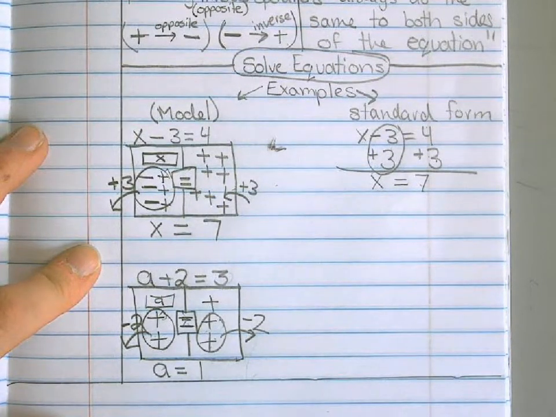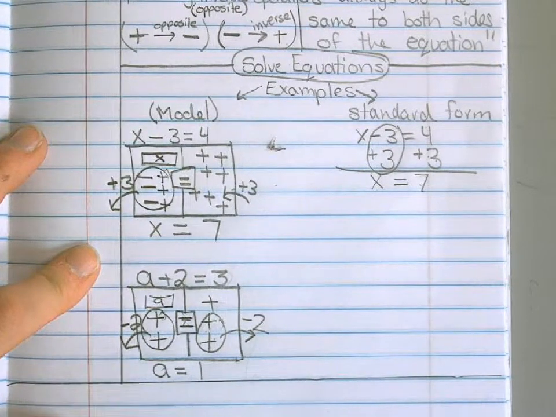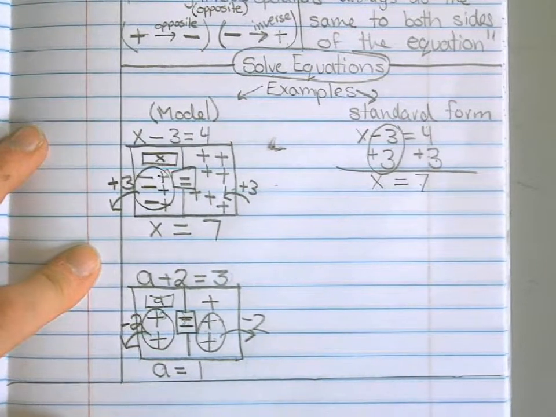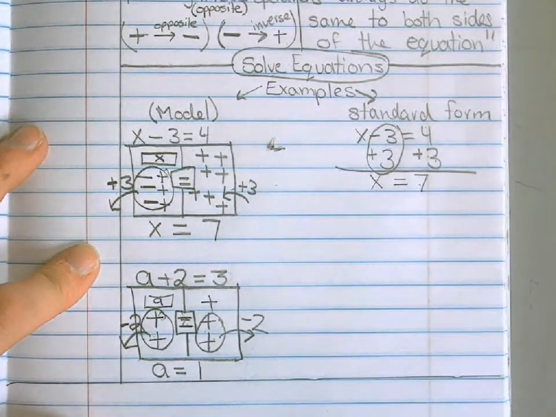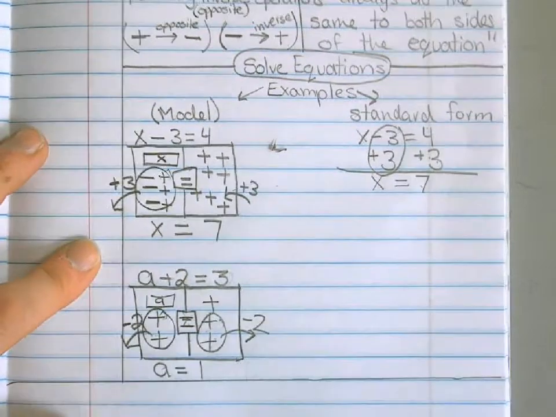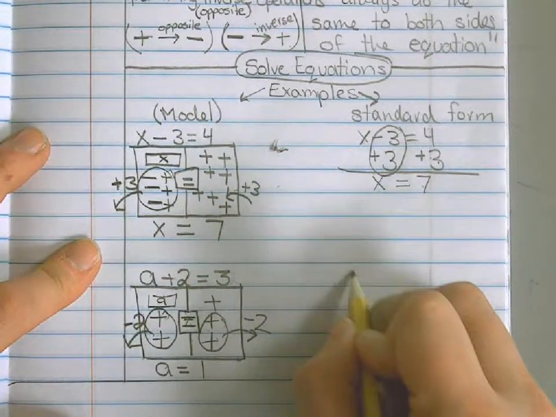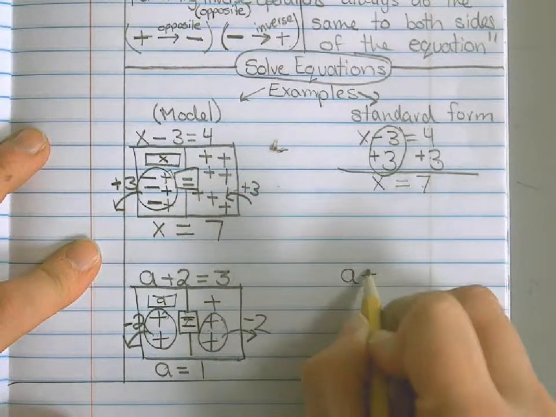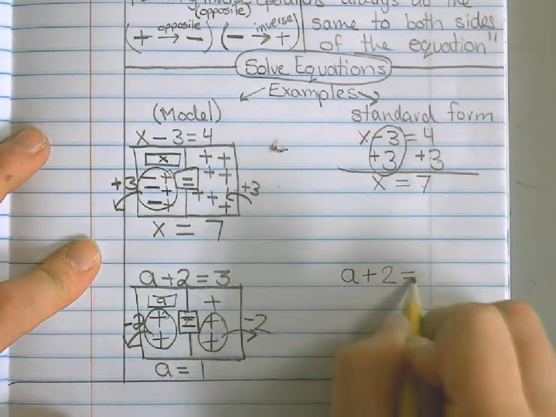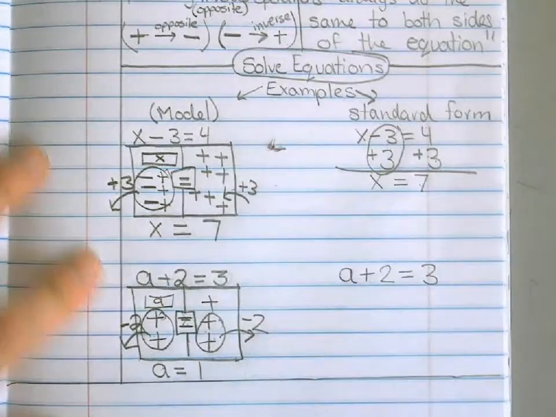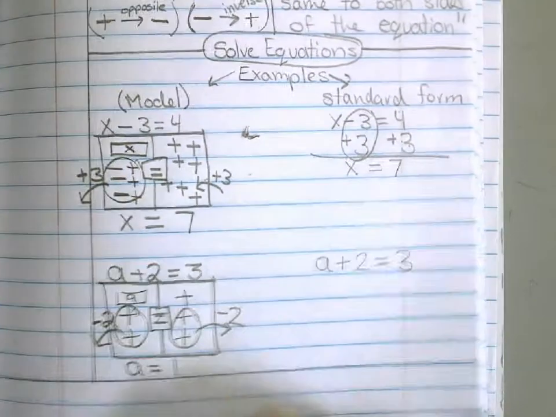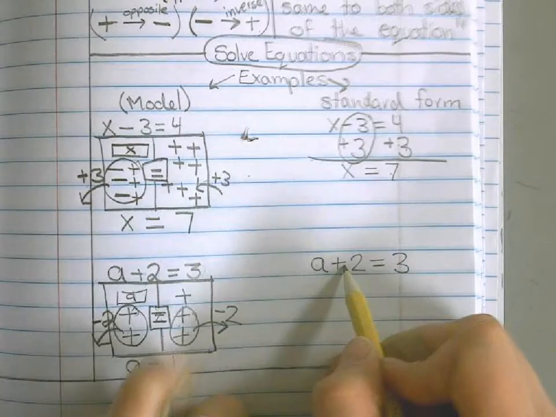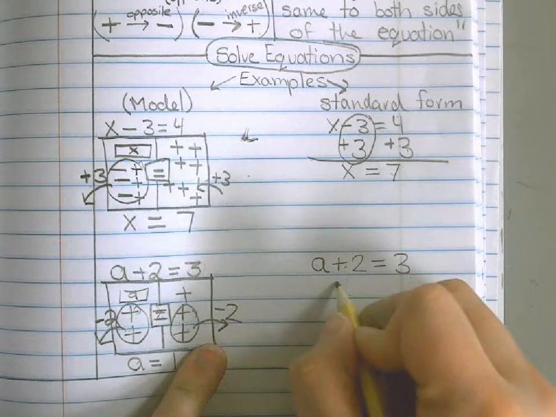A equals 1. Jordan? Would adding negative signs work? Yes. It'd be the same thing. Adding 2 negatives is the same as subtracting 2 positives. Yeah. So let's take a look at standard form. A plus 2 equals 3. So just like Jordan was talking about, to make a zero pair, we need to add 2 negatives.